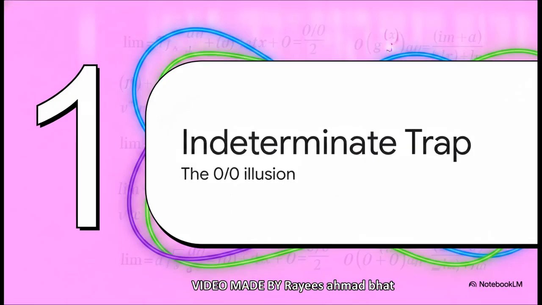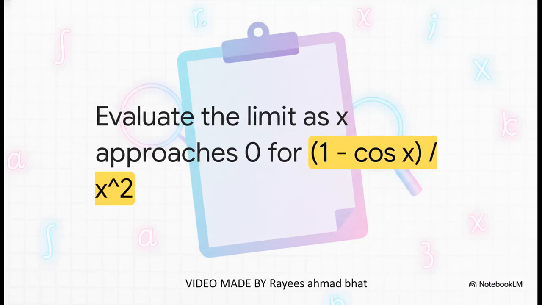Section 1. The indeterminate trap. Falling into the 0 over 0 illusion. Okay, so here's the specific problem sitting on our desk today. We need to evaluate the limit as x approaches 0 for the function 1 minus the cosine of x, all divided by x squared. Now, whenever we face a limit problem, our first intuitive strike, the most straightforward move, is to just take that 0 and plug it directly in for x to see what happens.